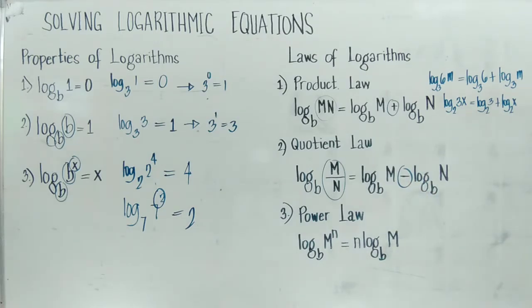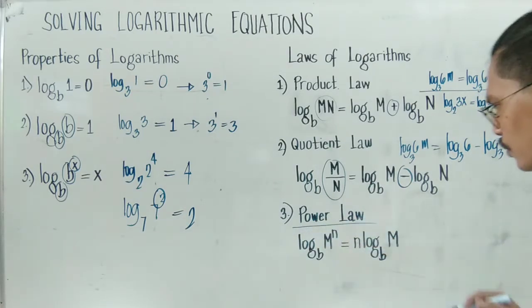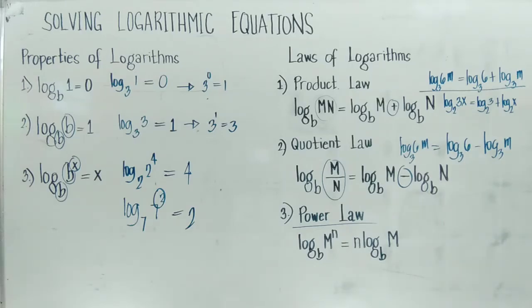Okay? So easy. Example, we'll use this one. Log of 6 over m base 3 is equal to log of 6 base 3 minus log of m base 3. Okay, so that's very easy. Now let's proceed to the third law of logarithms. We have the power law.